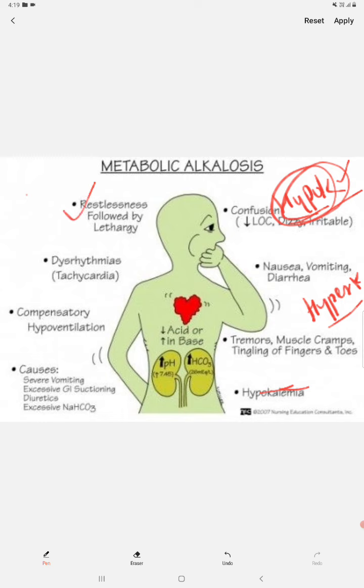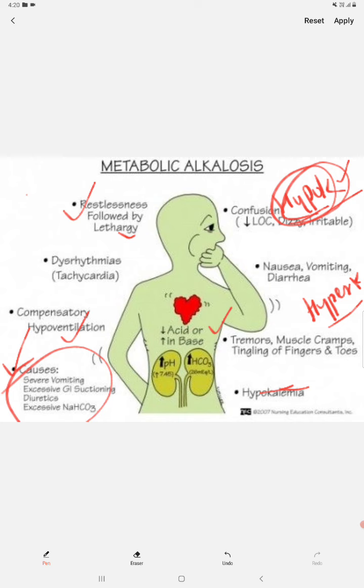Then restlessness followed by lethargy can be seen in this patient. Compensatory hypoventilation happens, because here the acid is decreasing, that's why hypoventilation. The causes in each and every condition are very important. Please remember the causes, conditions, and the symptoms of the condition.